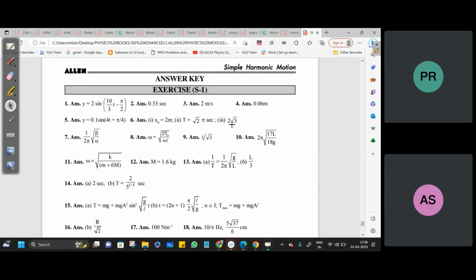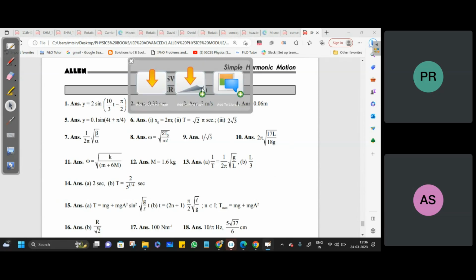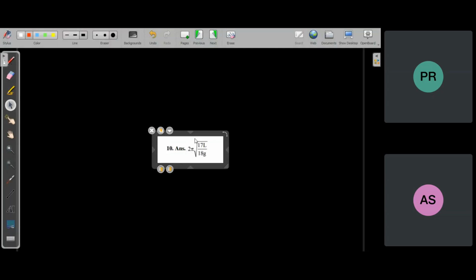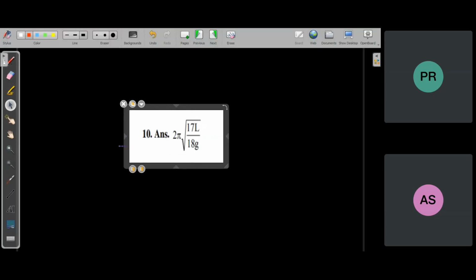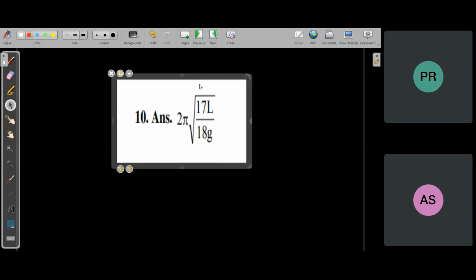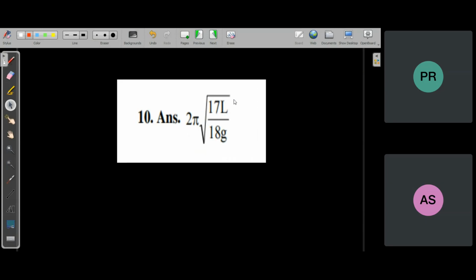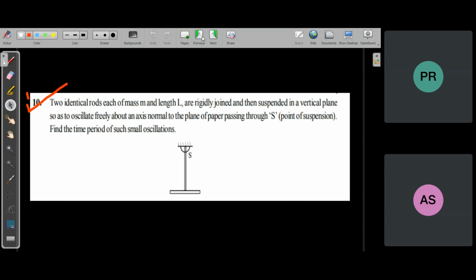See, this is the answer. Are you getting this? Yes, sir. You are not getting this. One minute. Because you have taken the displacement with respect to the axis passing through the center, you have to take it about the axis passing through the hinge. Yes, sir.